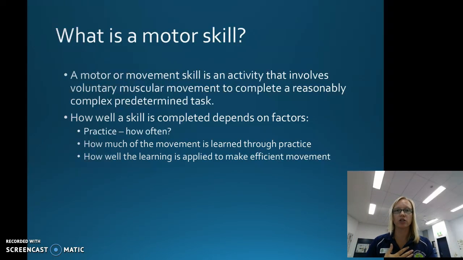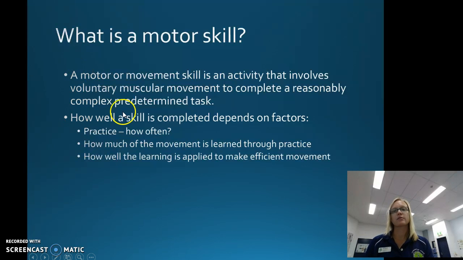Okay, so it's not just cutting out the brain, like for example the heart does not require voluntary control, so therefore it's not a motor skill. But anything that basically involves your limbs or movement of your body is going to be a motor skill.